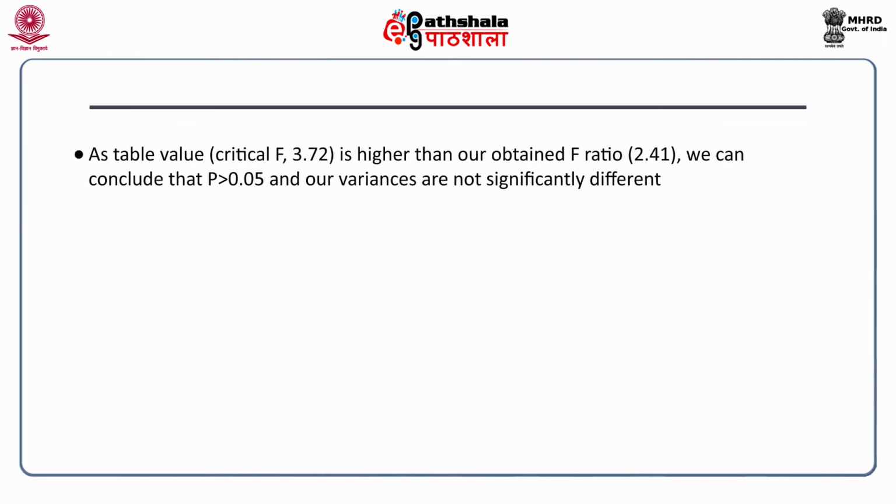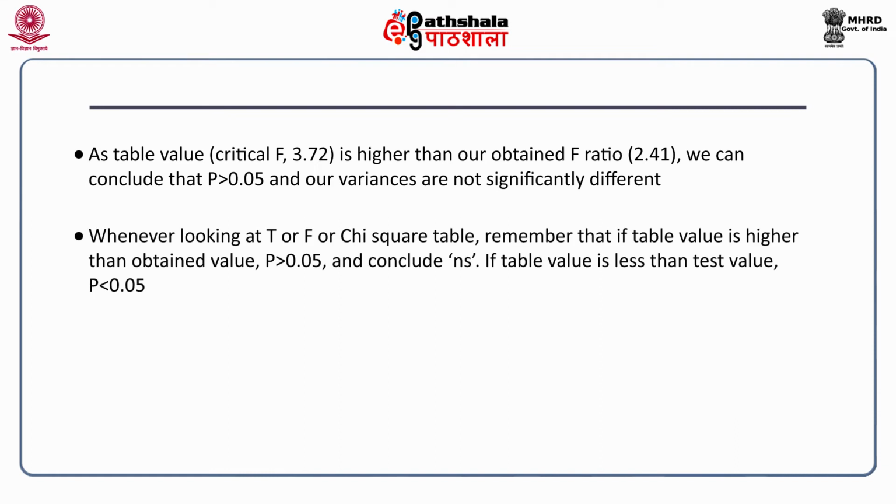The table value, which is the critical F, is higher than our obtained F ratio, which is 2.41. We can conclude that P should be higher than 0.05 and our variances are not significantly different. So variances are almost equal. That is the conclusion. Whenever we are looking at a T, F or chi-square table, remember that if the table value is higher than the obtained value, P must be higher than 0.05 and we conclude non-significant. If the table value is less than the test value, P must be less than 0.05.